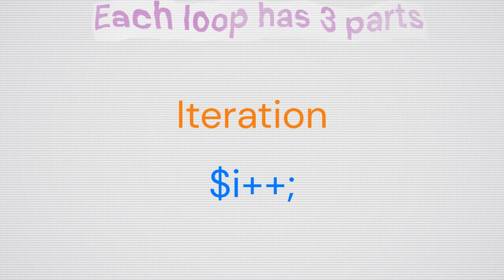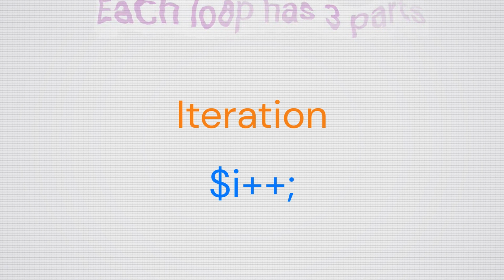The third part is called iteration. Iteration means increment or decrement. After executing the first counter, we add a value to the counter, and then we check whether the condition is met so that we can iterate the block of code again.